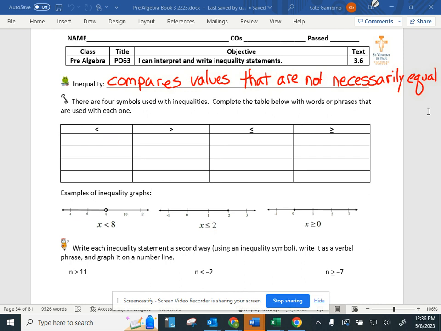So let's learn about these symbols. So you know the less than and you know the greater than. So those are our main definitions of that symbol. Less than, greater than. There are other words that you might see in a word problem that mean the same thing. So this is important for us as we're looking at word problems. How to read the word problem, we need to know if it's less than or greater than.